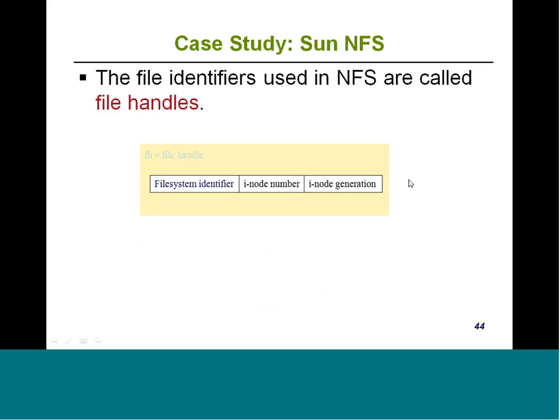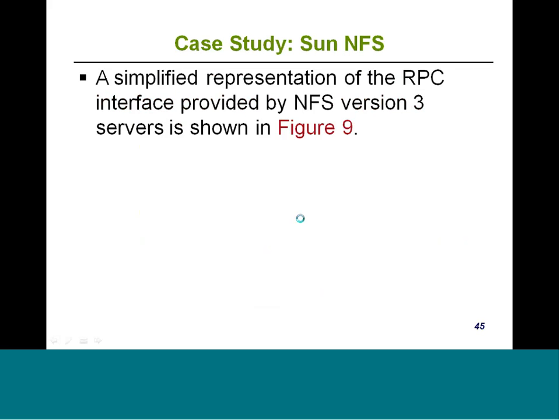So for the file identifiers, we already introduced this concept of a file handle. The file handle is the file identifier that is used in the NFS itself. Here a particular file handle, denoted as FH, could be the file system identifier, the inode number, and then the inode generation itself. All of them are combined together to get the file handle.